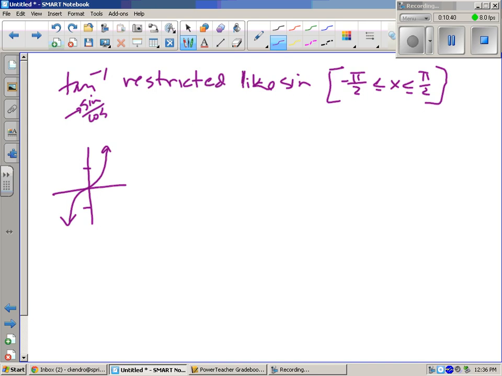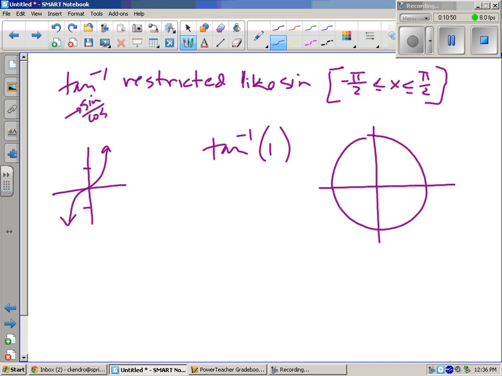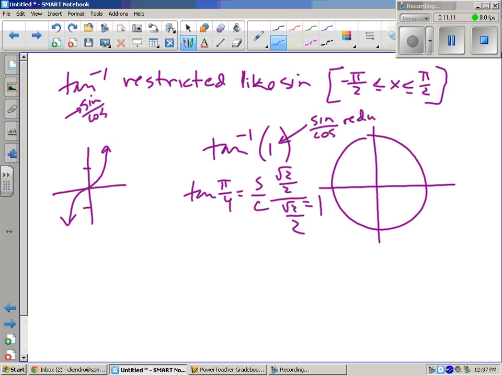So let's do an example. Let's say, what's the inverse tangent of 1? Okay, you might think it's on one of the corners because that's where we have our 1s and 0s. However, tangent of pi over 4 is sine over cosine of pi over 4. So that'd be root 2 over 2 over root 2 over 2, which reduces to 1. So you have to realize this is sine over cosine reduced. Okay, so pi over 4 would be the correct answer here.